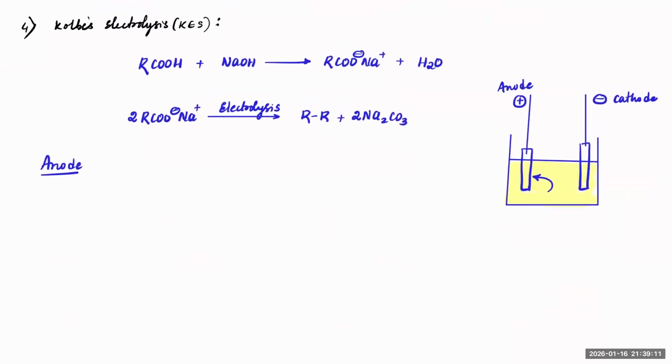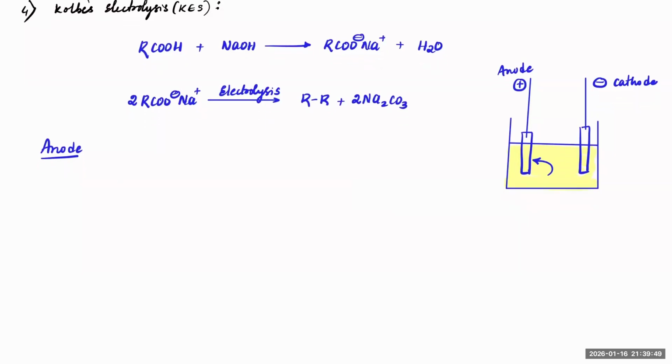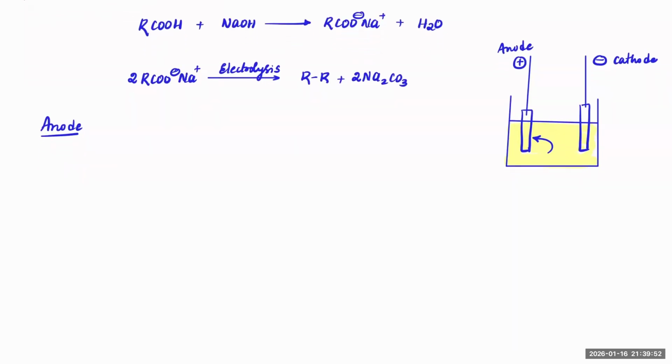Next, let's go to the next reaction set, which is Kolbe's electrolysis. Okay, as a short, we'll use it as KES. Basically, we have to take sodium or potassium carboxylate salts. So you can take first acid and base reaction, through which we can get the salt form. So sodium carboxylate salt is observed. And when you perform electrolysis on it, then R and R will get connected and you will get Na2CO3 as a product. Got it?